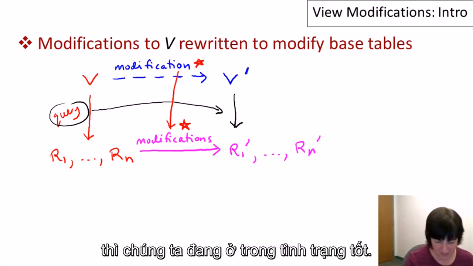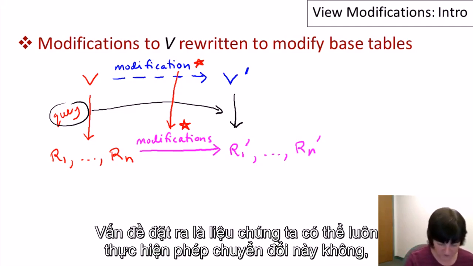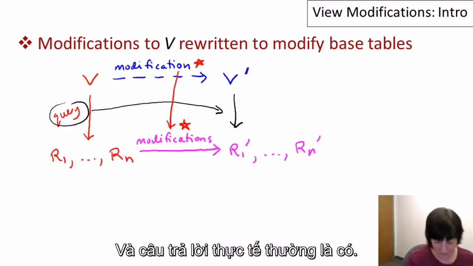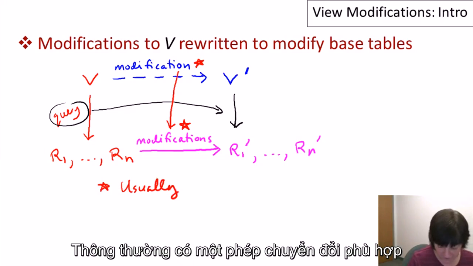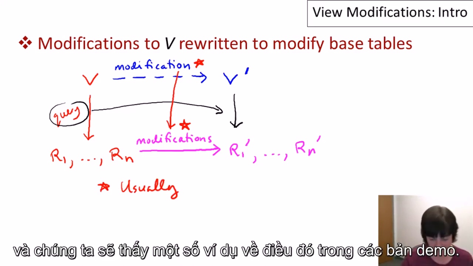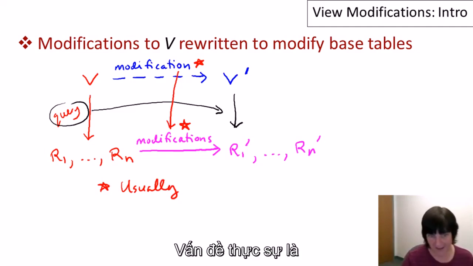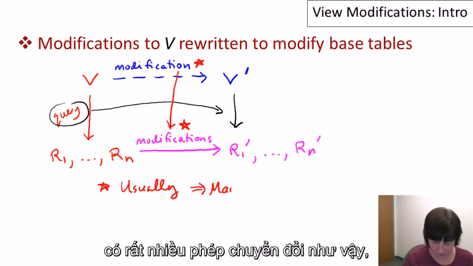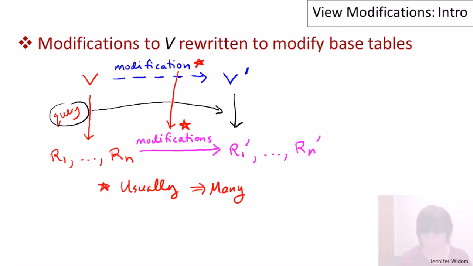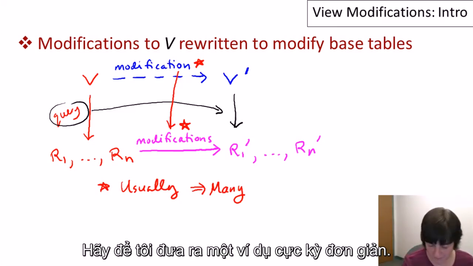So the question is, can we always perform this translation of the modifications so the square diagram holds? And the answer is actually usually yes. Usually there is a translation that works for us, and we'll see some examples of that in our demos. The problem actually is that there's often many such translations, and so we don't know actually which one the user intended. So let me give an extremely simple example.